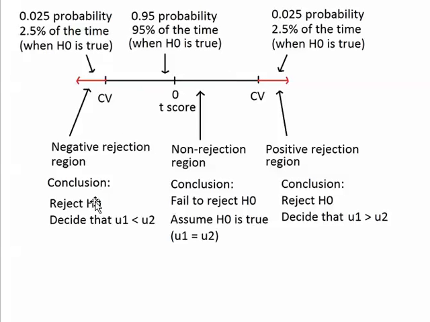But these two rejection regions lead to opposite conclusions. In this area, you would decide that the mean of population 1 is lower than the mean of population 2. If the t-score lands here, that's your conclusion. If the t-score lands out here, you reach the opposite conclusion, that the mean of population 1 is higher than the mean of population 2. So if the t-score lands here or here, you're rejecting H0, and you're deciding that the population means are different. It's just that here, you decide that the difference goes in this direction, and out here you decide that the difference goes in the other direction.